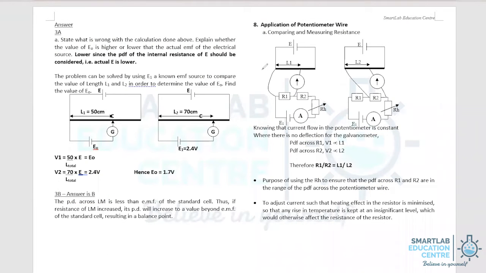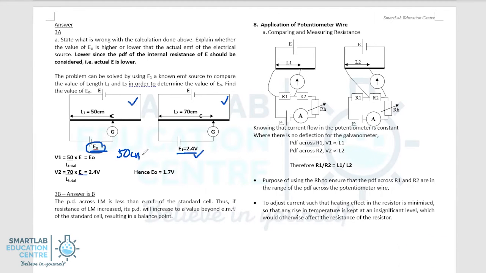Let us now take a look at another example. In this example, we're using exactly the same potentiometer, but we are connecting it first to an EMF source where we know the EMF is 2.4 volts, and then connecting to an unknown EMF E0. In this case, it's quite clear that the 50 cm is directly proportional to E0, while the 70 cm is directly proportional to 2.4 volts. From there, we can work out that E0 is 1.7.